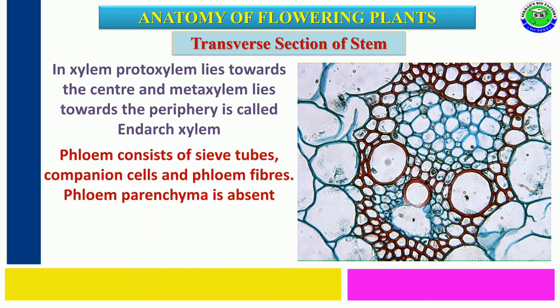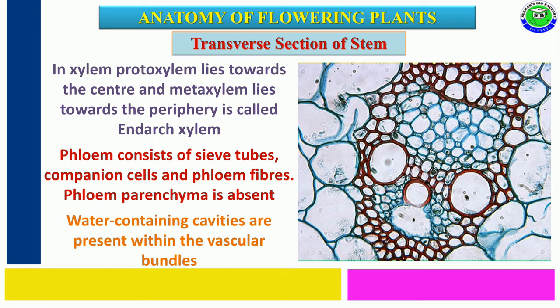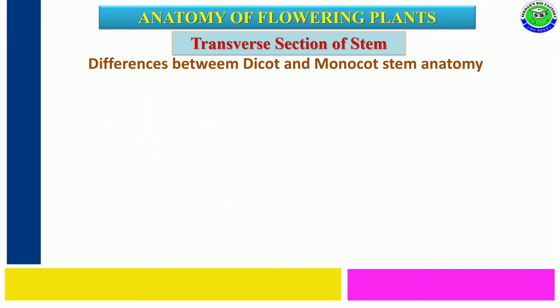One more important characteristic feature of monocots: the phloem tissue consists of sieve tubes, companion cells and phloem fibers, but phloem parenchyma is completely absent in monocotyledon plants. Along with this, the vascular bundle consists of some specialized cavities called water containing cavities. These are the main characters of monocot stem vascular bundles.